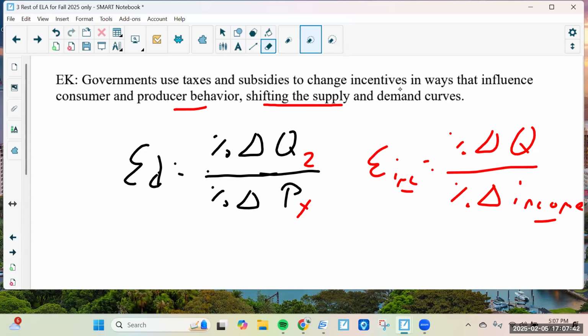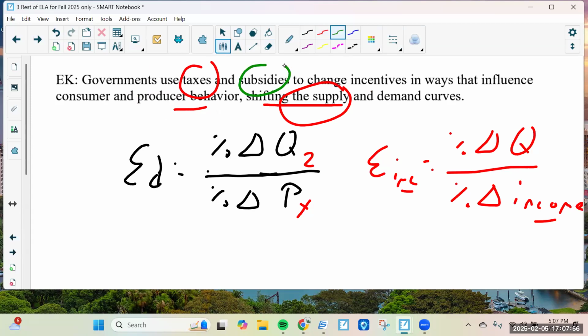But for the most part, in 98, 99% of the questions, whenever they mention taxes, you're shifting the supply curve. Okay. Whenever they mention subsidies, you're shifting the supply curve. In order to shift the actual demand curve, the demand for the product, they're going to have to say something in the question about a tax directed at consumers. It's going to have to be very, very obvious that this is a tax directed at consumers. And in reality, there aren't really any like that.